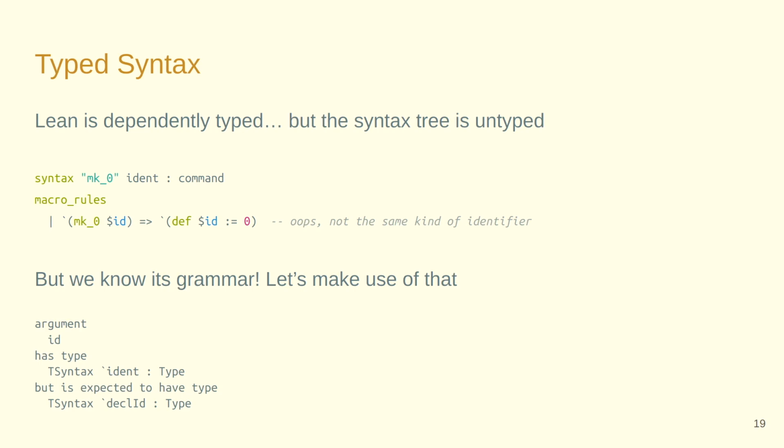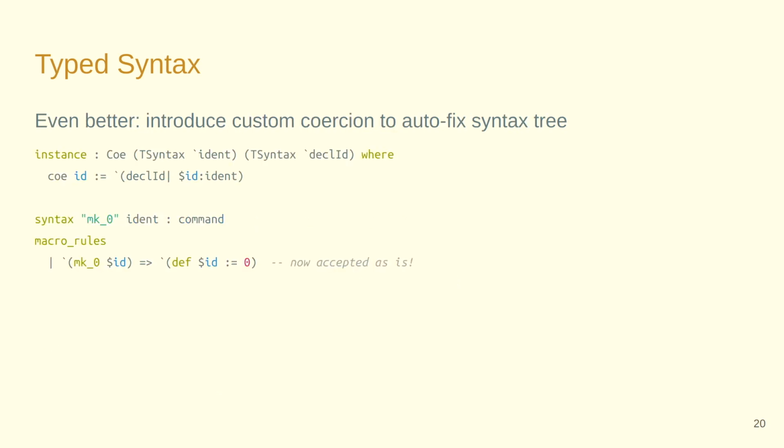Okay, but it turns out you can use the type system not only to reject invalid macros, but to repair them as well, because Lean has this system called implicit coercions, which tell it how to turn one type into another. So we can actually install a coercion which says, well, how can we go from an ident TSyntax to a decl-ident TSyntax?